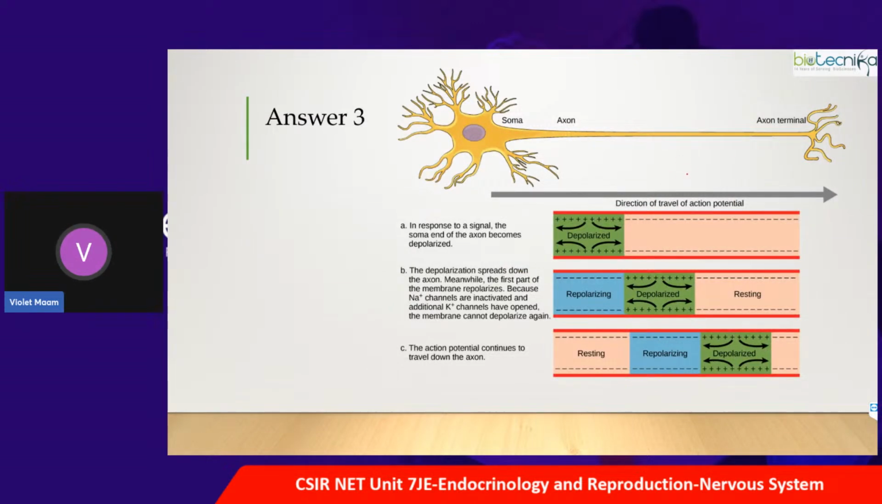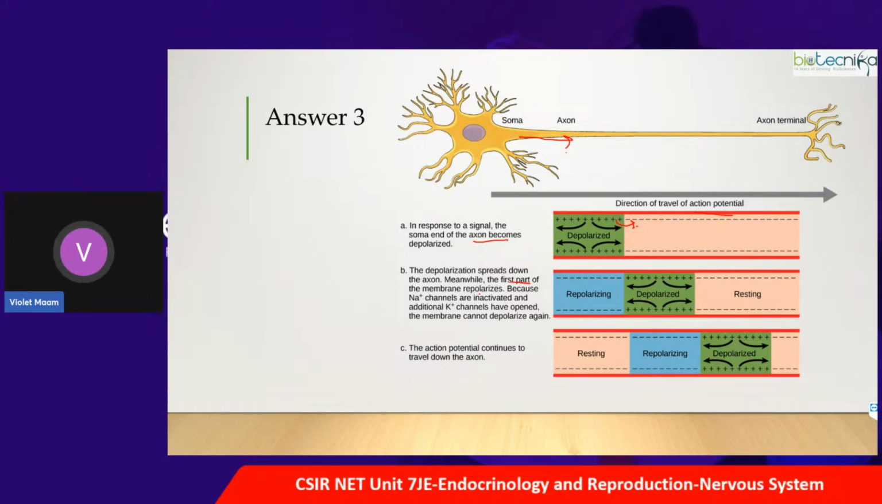So this is the figure about the neurons. Okay, and this is how the action potential passes. So in response to a signal, the soma end of axon will become depolarized. So this depolarization will spread down the axon. Okay, because here it is in the soma, the cell body. So that is why it will move like this.